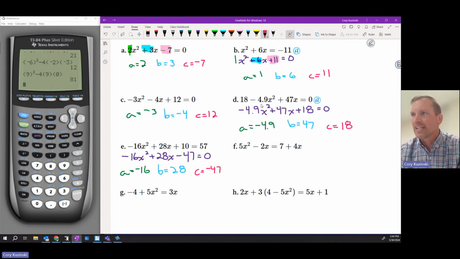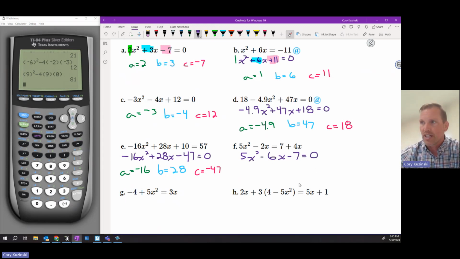Okay, a few more. Oh, that's not general form. So we got our 5x squared. We got a negative 2x, and then I got a 4x over here. So how about we subtract 4x from both sides? That's going to be negative 6x. And then we also have the 7 over here on the right of the equal sign. When I move it to the left of the equal sign, it becomes negative, like I subtracted 7 from both sides. So there we go. And now we can identify A is 5, B is negative 6, and C is negative 7.